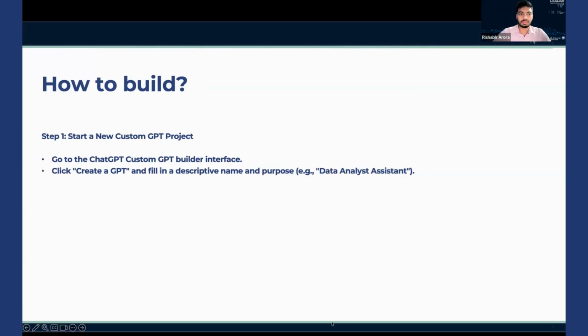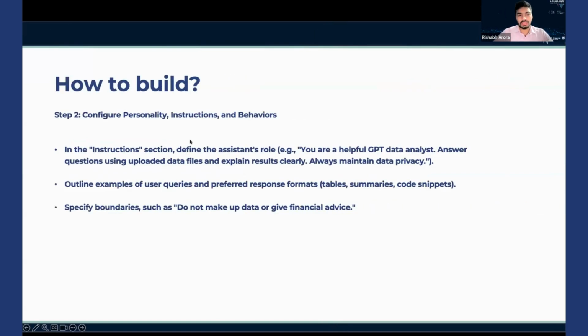The next step that comes up is configuring its personality and giving it instructions and behaviors that it could follow. So maybe I'm building a custom GPT as a data analyst assistant. So I need to give those traits, those skills to that GPT. Or maybe I'm building a support bot. When I'm building a support bot, I need to keep the tone very polite, much more customer centric, so that it can serve the purpose very well.